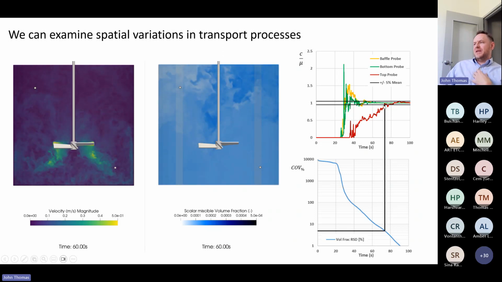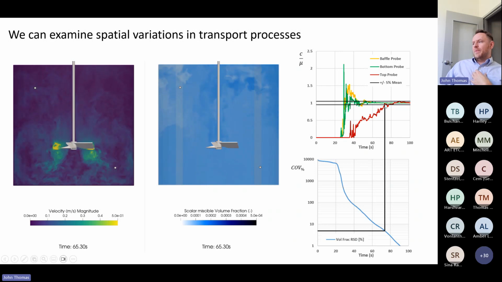It also begs the question of what does mixed mean? Like, was it mixed then? Oh, it went back out. Was it mixed then?